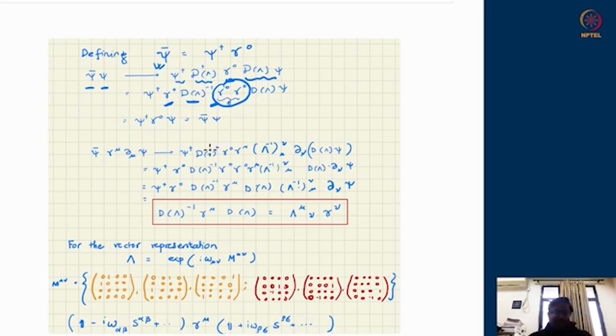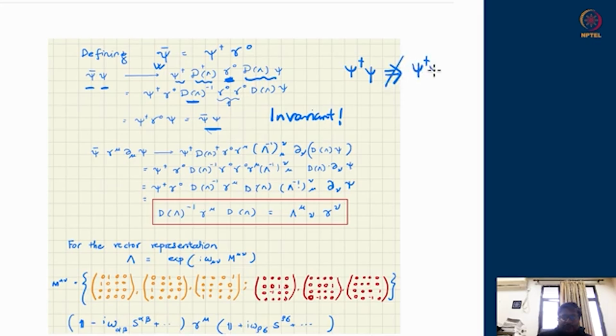which will become identity. So what you have to do is just write down D dagger as γ⁰ D inverse γ⁰. There was already a γ⁰ present, which will become identity. So ultimately you will get ψ dagger γ⁰ D inverse D ψ, and D inverse D is identity again, and you will get back ψ dagger γ⁰ ψ, which is equal to ψ bar ψ. So this quantity is invariant. This quantity ψ dagger ψ was not invariant. It was not going to ψ dagger ψ, but ψ bar ψ goes to ψ bar ψ under Lorentz transformation. So this is an invariant quantity.